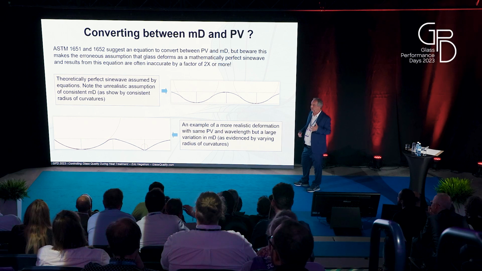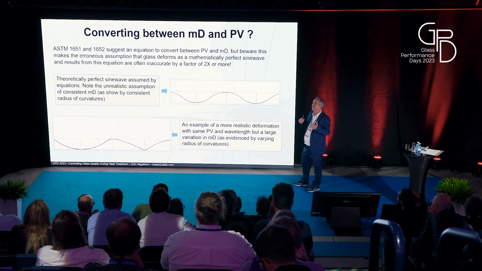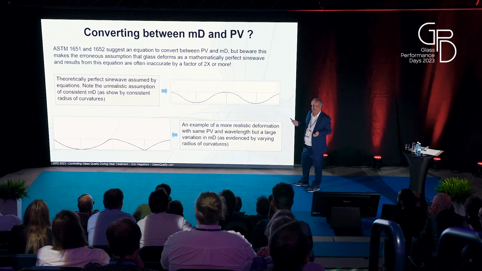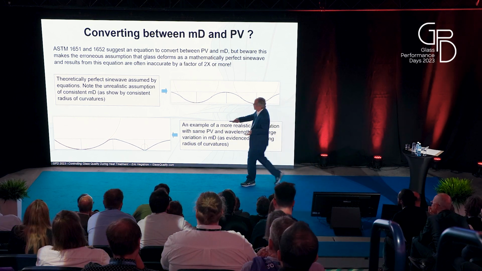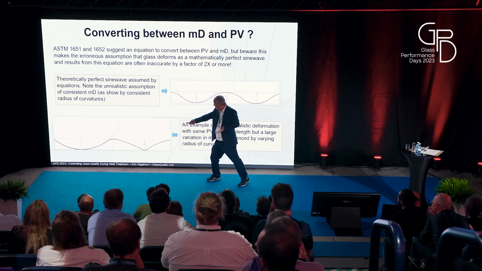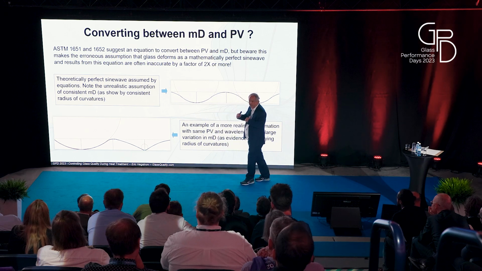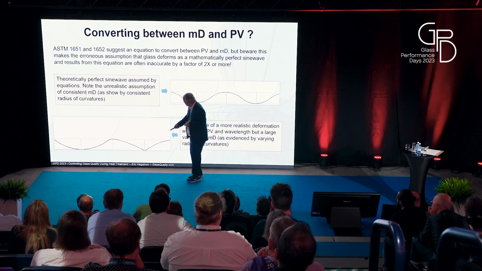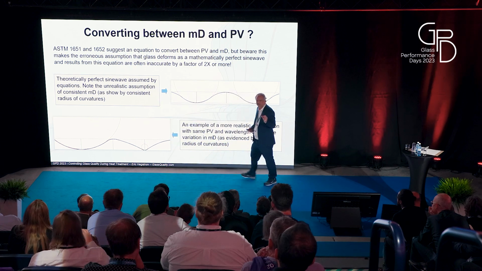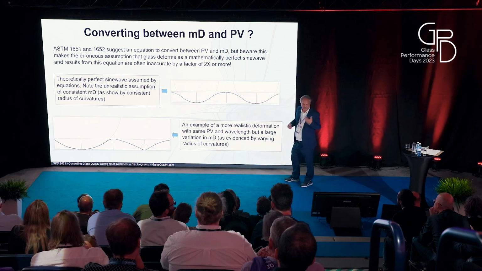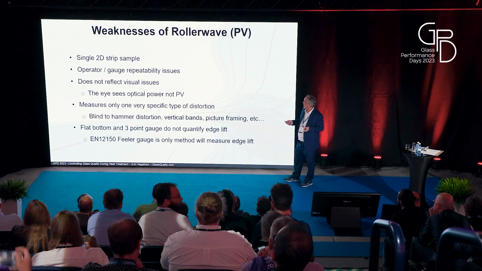And in reality, we'll often see things go even 2 to 3 times as bad as this, and sometimes even 10. We'll see parts distort like this, where they'll have the same wavelength, same peak to valley, but one area will have a much smaller radius of curvature and a much higher amount of distortion there. So you just have to keep these things in mind.